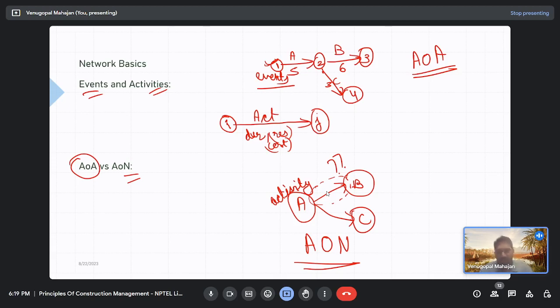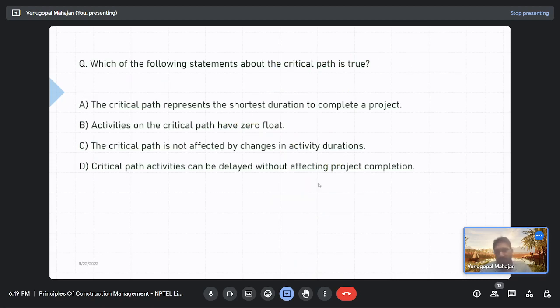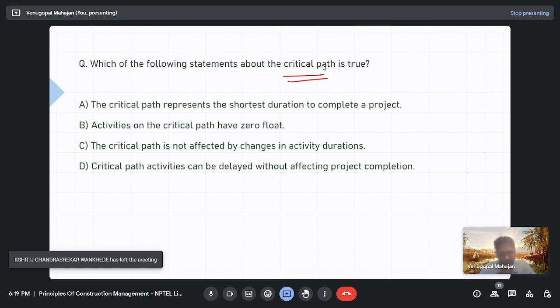Okay, so let's try to solve some numericals. But first, some KBC, some small questions. Which of the following statements about the critical path are true? What is a critical path? Options are in front of you, A, B, C, D. You can directly give answers. Shortest path to complete a project.